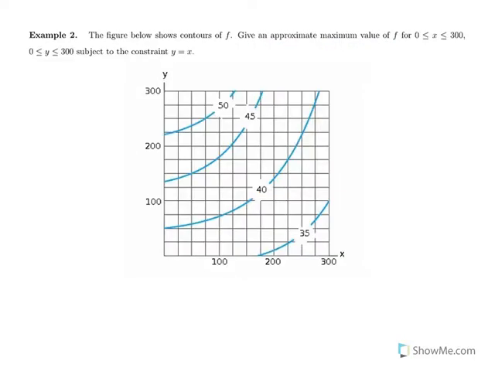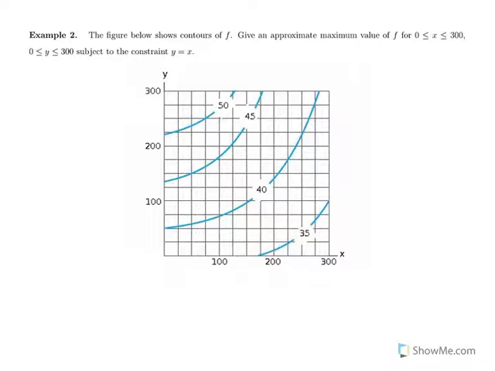All right, next example has to do with contours. So the figure below shows contours of f of 35, 40, 45, and 50. Those are function values corresponding to different x, y inputs. Let's give an approximate maximum value of f on this graph, subject to both x and y being in between 0 and 300, subject to the constraint y equals x.